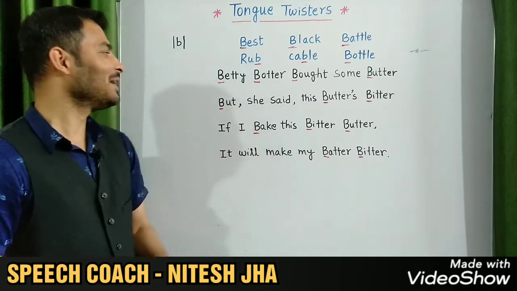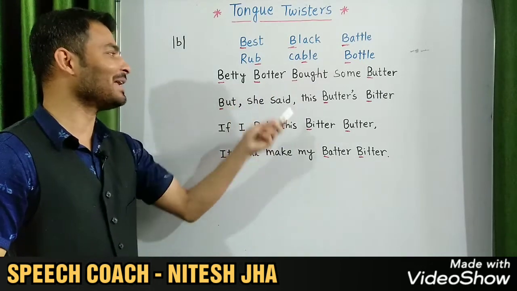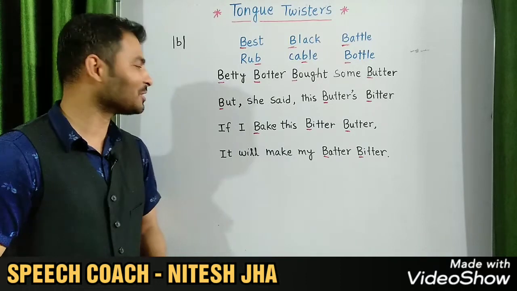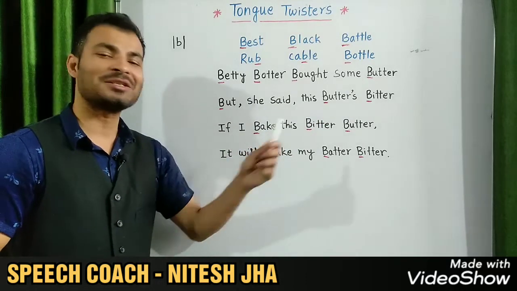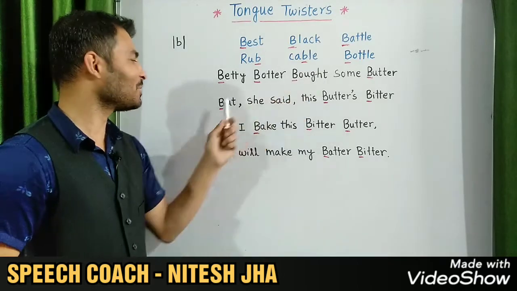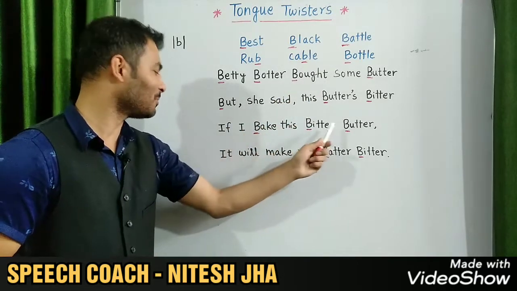Now pronounce it, say it properly again and again. Betty Butter bought some butter, but she said this butter's bitter. If I bake this bitter butter, it will make my batter bitter. Right? Betty Butter bought some butter, but she said this butter's bitter. If I bake this bitter butter, it will make my batter bitter.